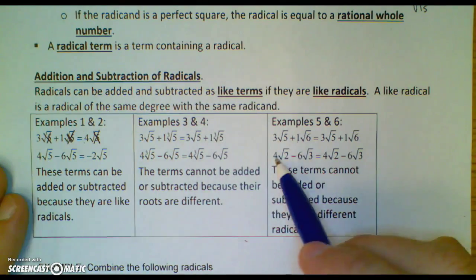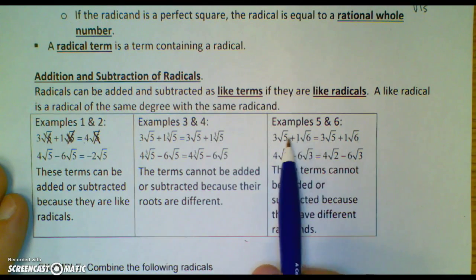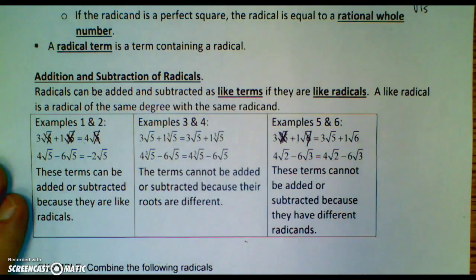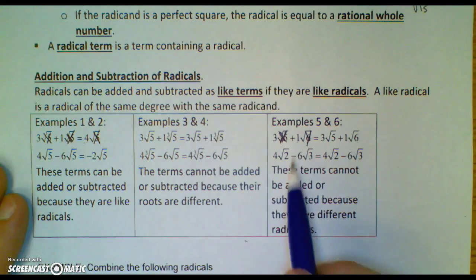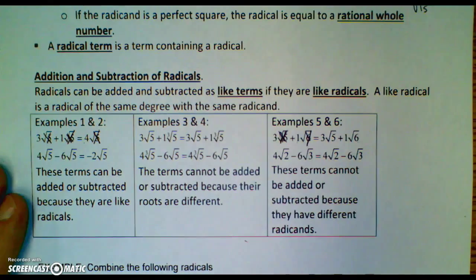The last one, 3 root 5 plus 1 root 6, I can't add these together because they are not like terms underneath the radical. They're not both 5s. Pretend this is like an x, and this is a y. You wouldn't add those together because they're not like terms. Same thing here, you can't subtract these because they do not have the same value underneath the radical.